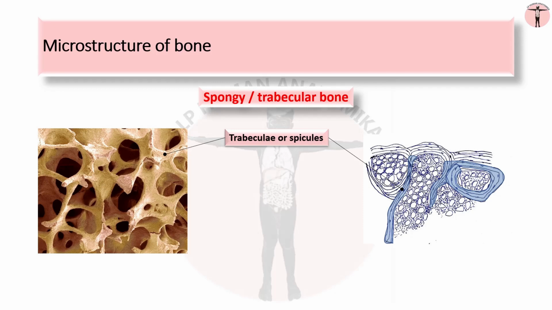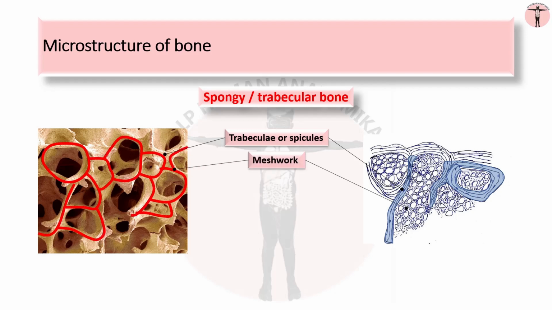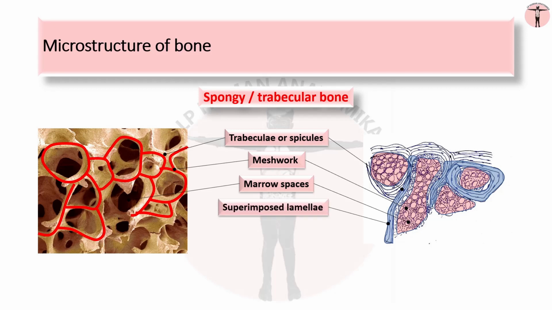The trabeculae are irregular and form a meshwork or network, in between which are numerous spaces called marrow spaces filled with bone marrow. The bony trabeculae consist of superimposed lamellae and usually do not form Haversian systems because they get nutrition from the blood vessels of the tissue around them. Therefore, the trabeculae are lamellated without Haversian system.